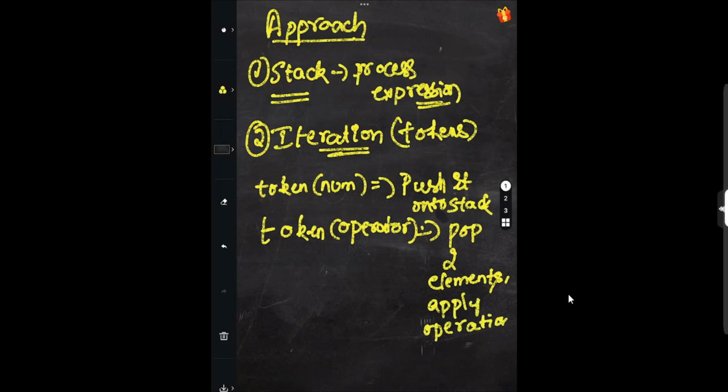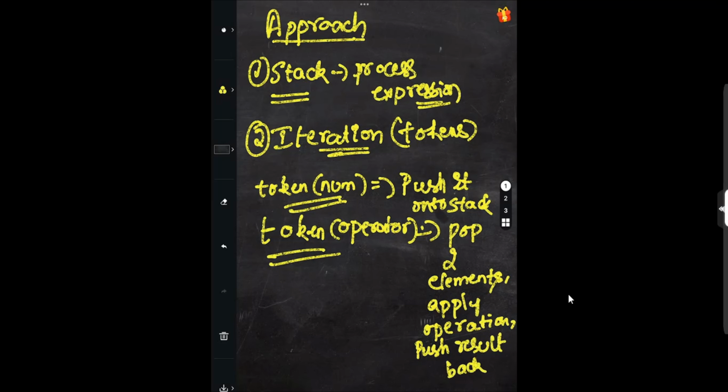After applying the operation, whatever symbol we have been given, whether it may be addition, subtraction, multiplication, division, plus, minus, slash, or the multiplication symbol, we will push the result back onto the stack. That's what we will do if the token is an operator. I hope this is clear.